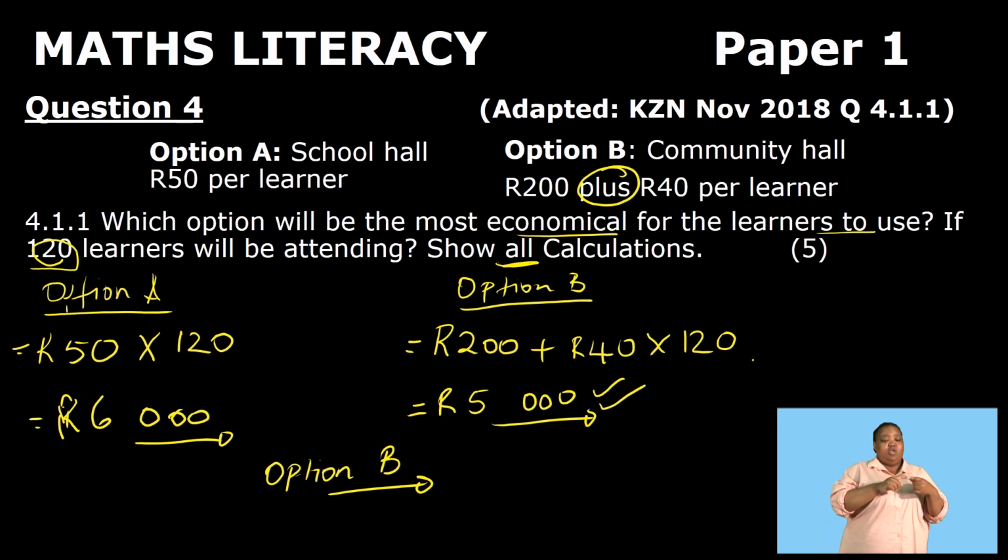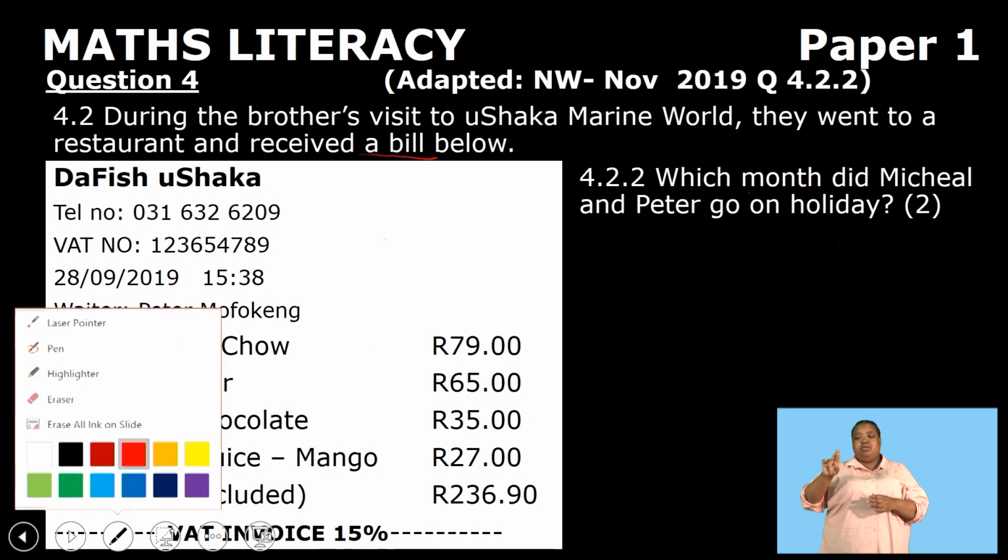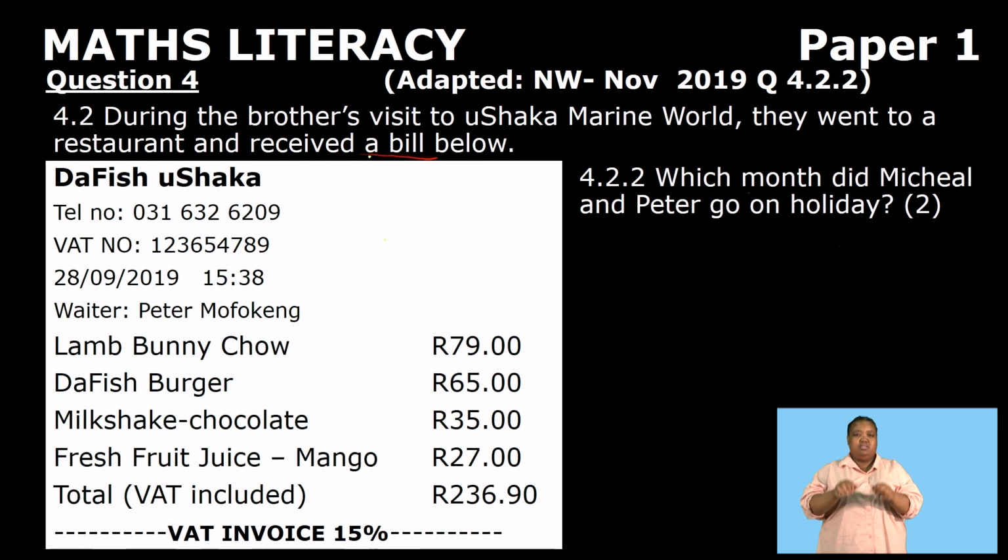Now, looking at the next question, which is question 4, it was adapted from Northwest, November 2019, and we are looking at question 4.2.2. It says here, during the brothers' visit to Ushaka Marine World, they went to a restaurant and received a bill below. So a type of financial document that was received is a bill.